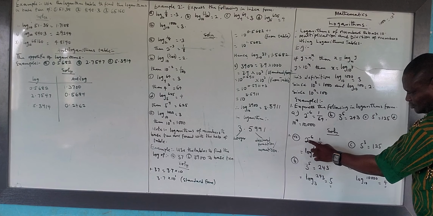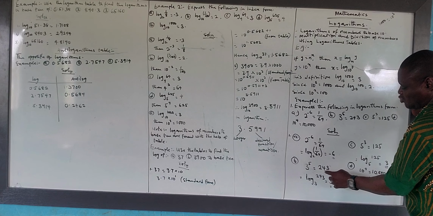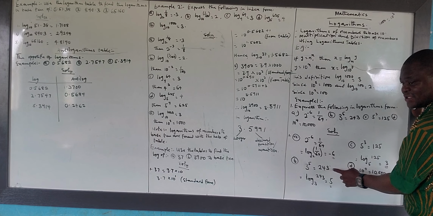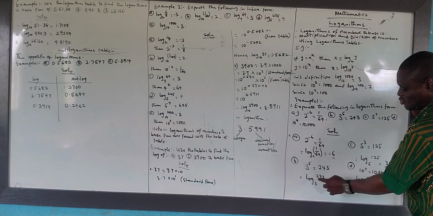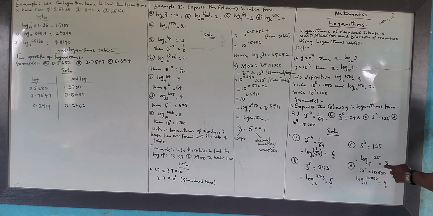Now, 3 raised to power 5 equals 243. So we can say log 243 to base 3 equals 5. Then 5 raised to power 3 equals 125, which is log 125 to base 5 equals 3.